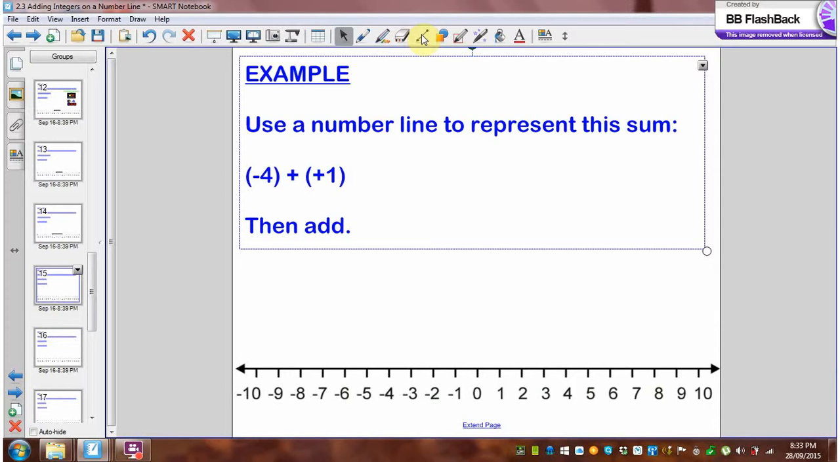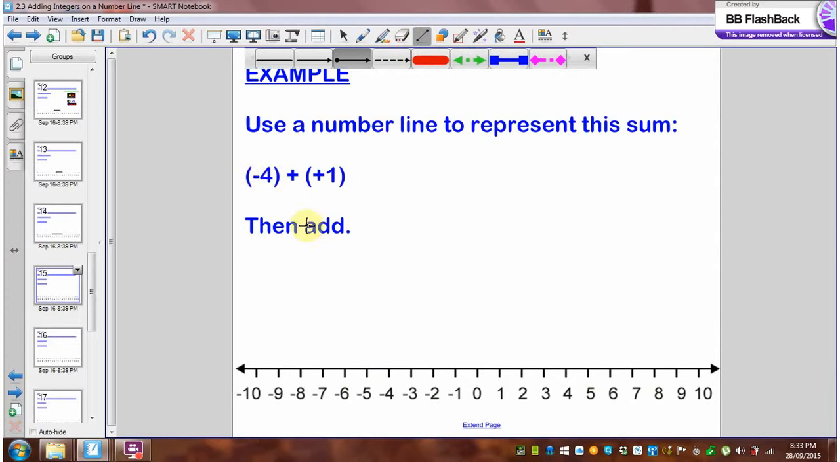Okay, so very similar, except we have a different starting point now. So we start at negative 4. Okay, so we're going to the left 4, negative 4, here it is. We start there. Okay, and then we're going up 1. Why am I going up? Because we have a positive 1 here, which means we're going to the right. We're always going towards our positive number. So we start at -4, and we go up 1. Okay, so where do we end up? We ended up on -3, so that's our answer.